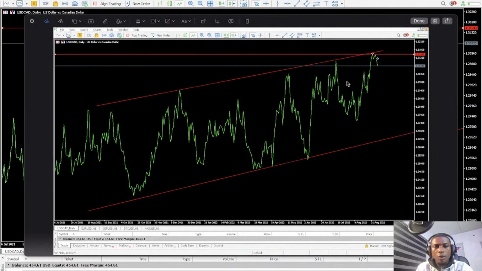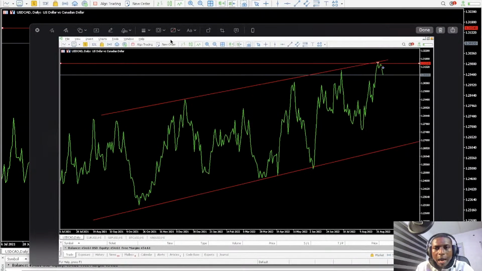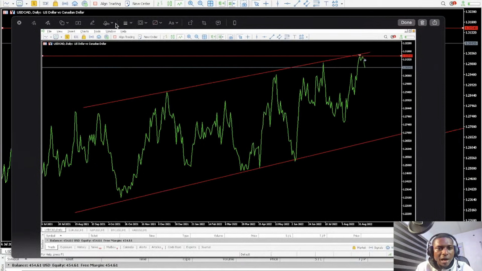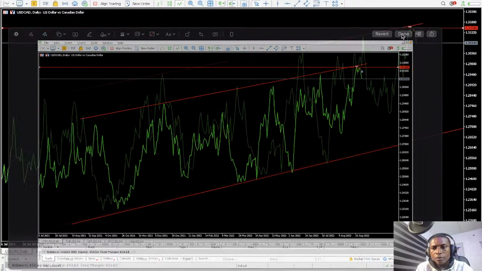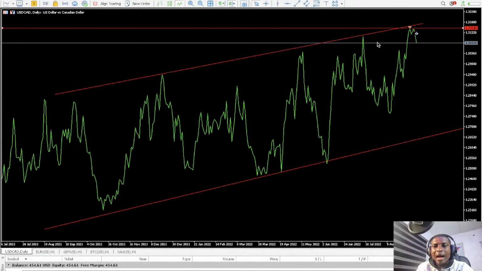So let's take a look at what I've created here, because I want you guys to understand something. When you look at this clearly now, observe how price has been moving in a wave-like function, and currently we are seeing an uptrend.